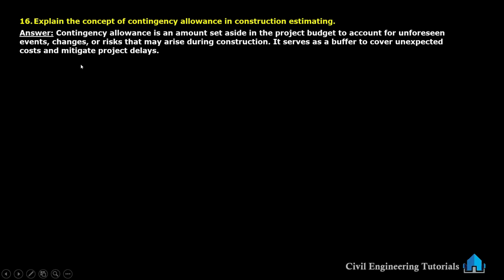Contingency allowance is an amount set aside in the project budget to account for unforeseen events, changes, or risks that may arise during construction. It serves as a buffer to cover unexpected costs and mitigate project delays.